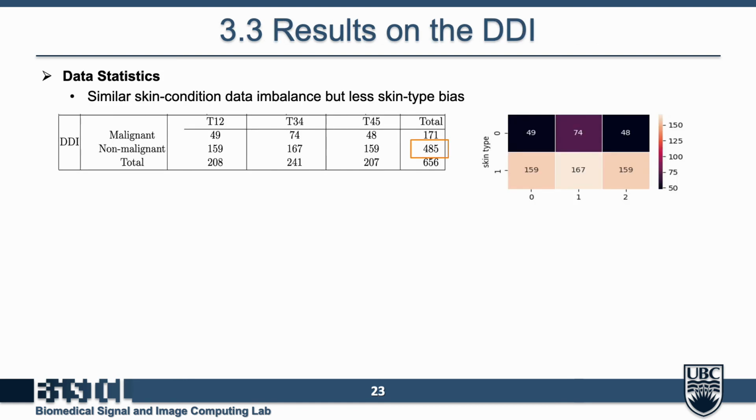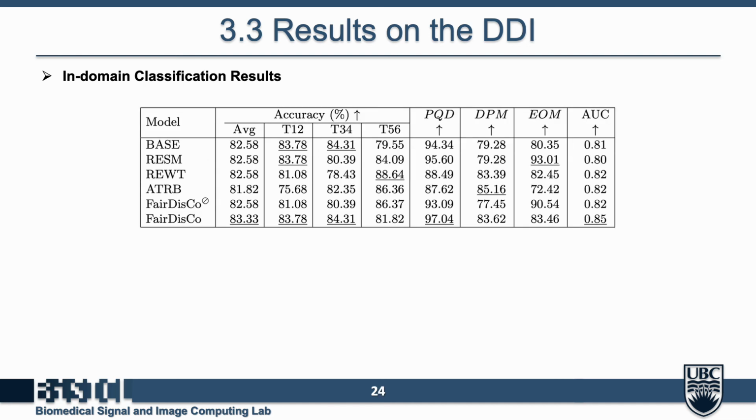For the DDI dataset, we also analyze the data first. It contains similar skin condition data in balance like the Fitzpatrick 17K dataset, but less skin type bias. We follow Danny Shu et al.'s work to conduct an in-domain classification task. In this experiment, we further add area under the ROC curve, named AUC, to measure the classification performance.